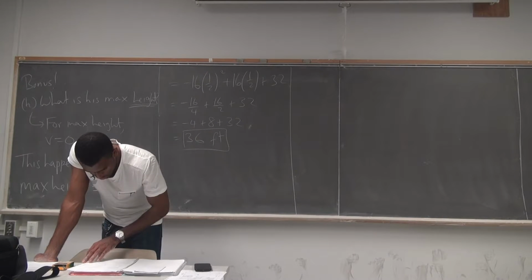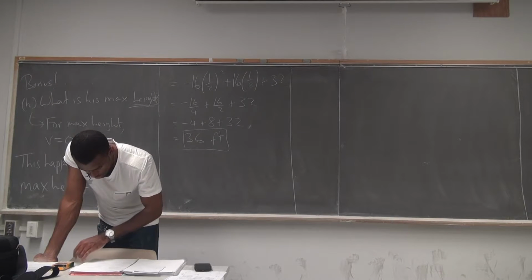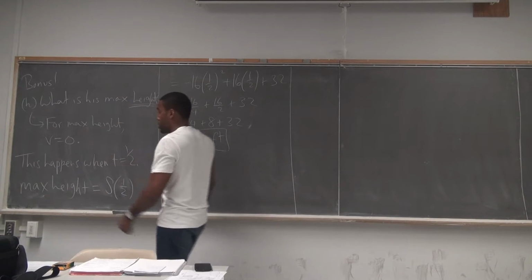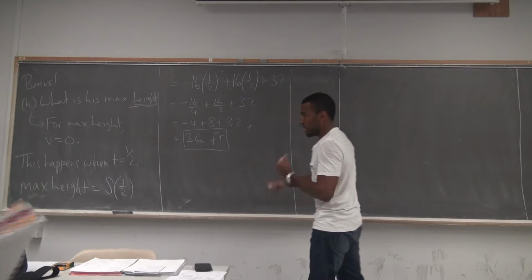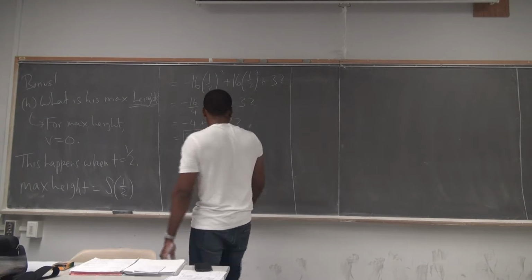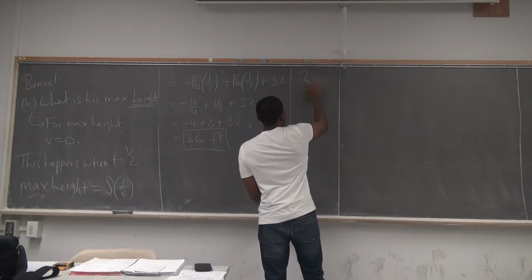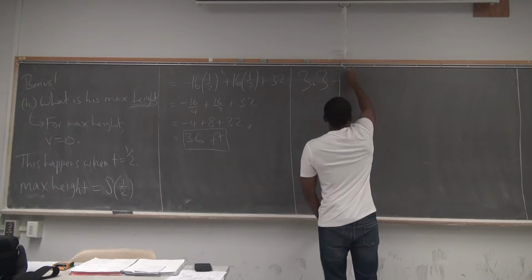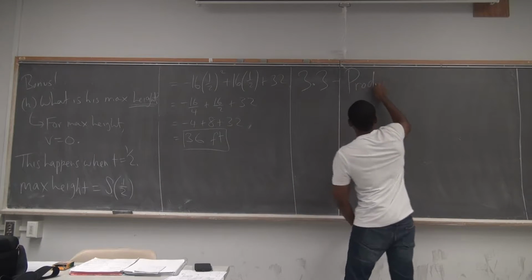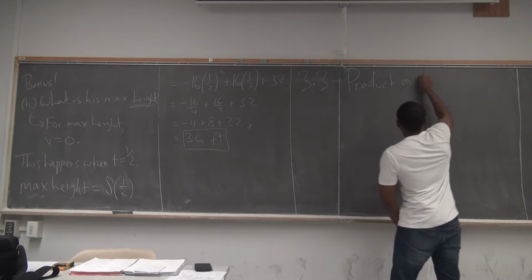Okay, so that actually ends 3.1. For the moment, we're skipping 3.2. I'll come back to that at the end because it has some applications in it. Right now, we're just going to jump to 3.3. We're going to talk about the product rule and quotient rule.